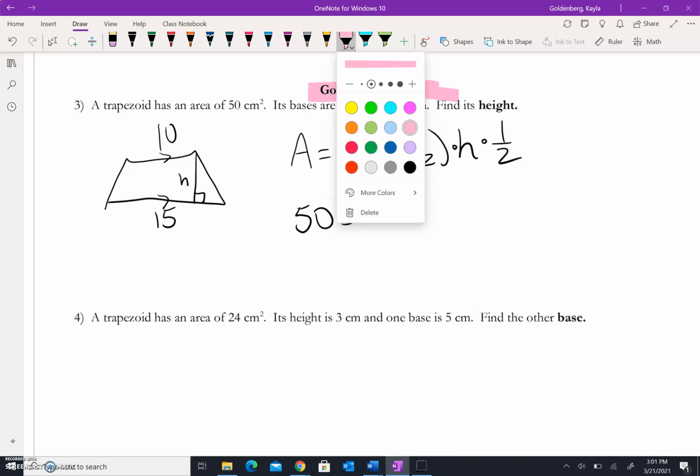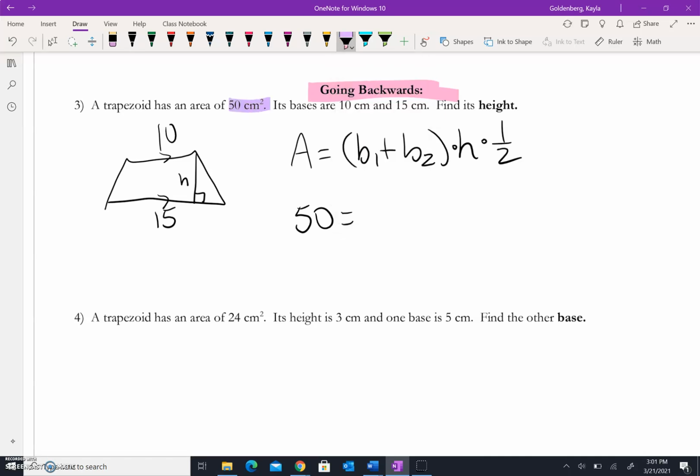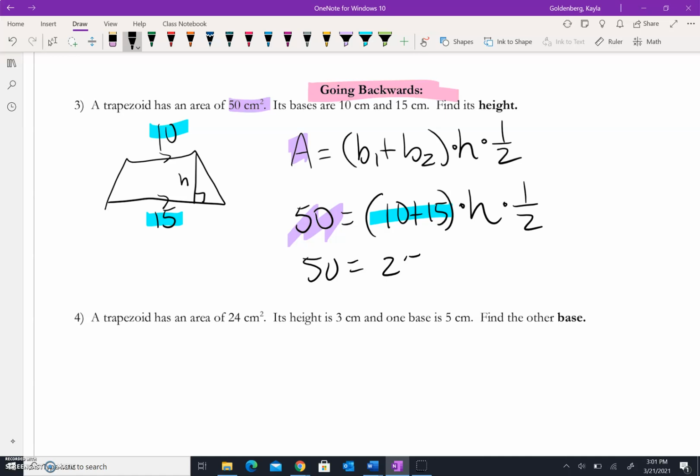Right? That's coming from, I'm just going to grab a quick color, 50. And then my two bases are 10 and 15. I'm going to fill those in. Okay. And I don't know the height. I'm looking for the height. And then I do know I'm going to do times a half. Okay, I'm going to simplify this to 25 times height times 1/2.